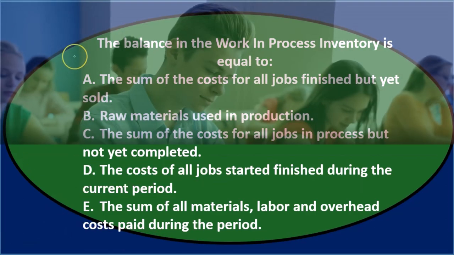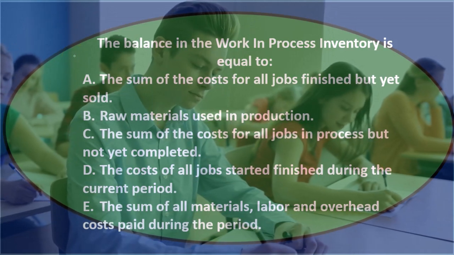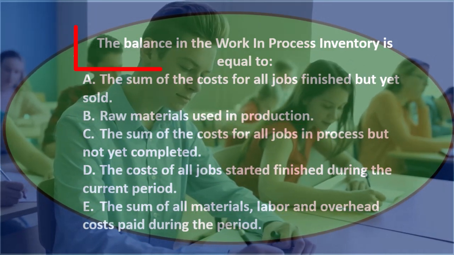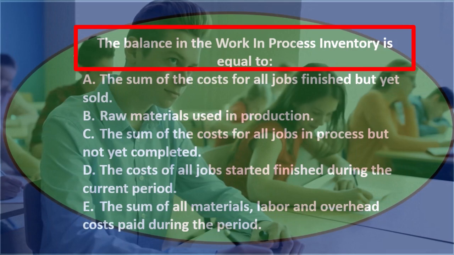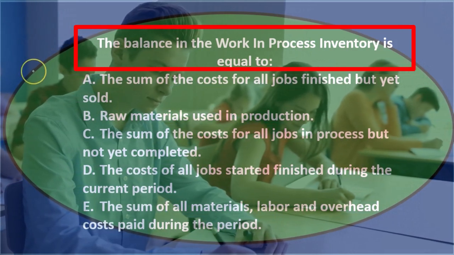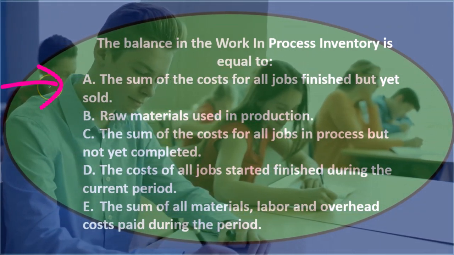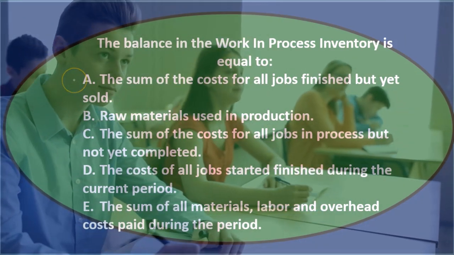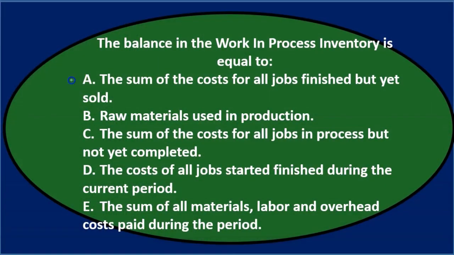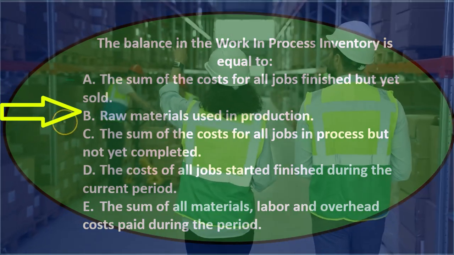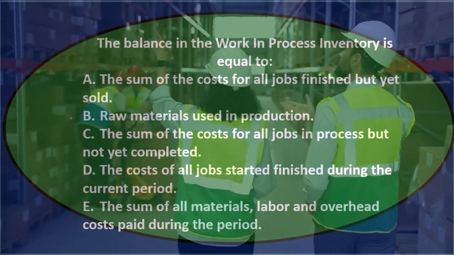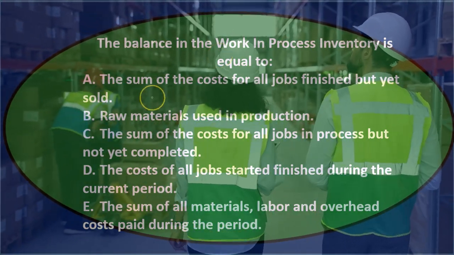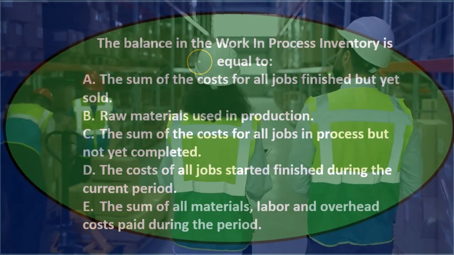Okay, let's go through this again using the process of elimination. The balance in the work in process inventory is equal to either A, the sum of the costs for all jobs finished but not yet sold. It sounds kind of like it's possible, so I'll keep that for now. B says raw materials in production. Now, you might think, well, if they're in production, they're in work in process. So the raw materials are included in work in process.